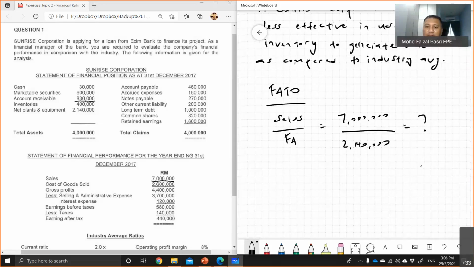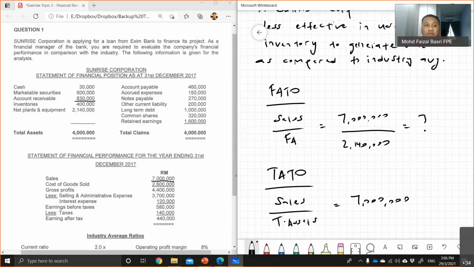And for total asset turnover, it is sales again. We divide with total assets. So it is still 7 million here. Your total asset is directly taken from 4 million. Okay, and you divide, then you get your answer here.